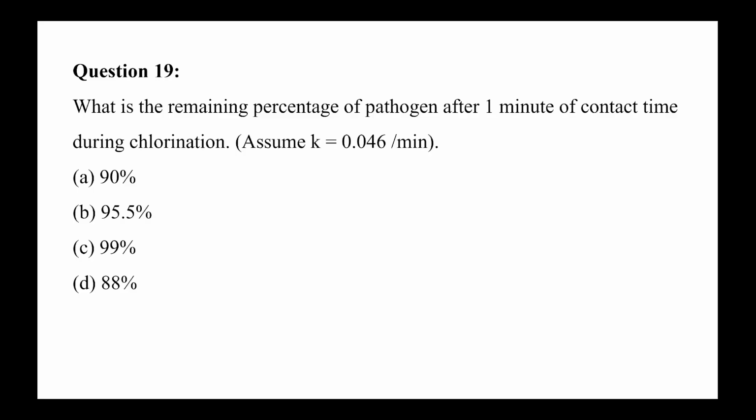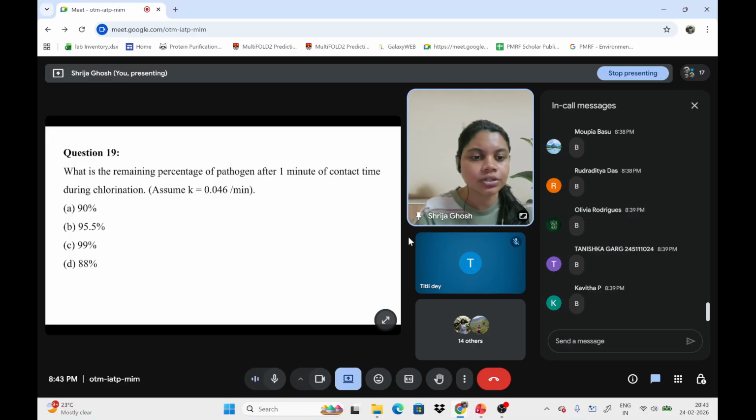Question number 19. What is the remaining percentage of pathogen after 1 minute of contact time during chlorination, assuming K is equal to 0.046 per minute? So you have to find the percentage of remaining pathogen after 1 minute of contact time, and K is given. How will you solve it? All of you calculate and write your answers in the chat box.